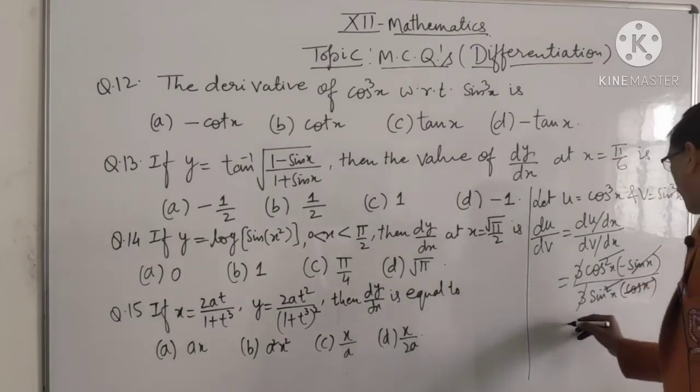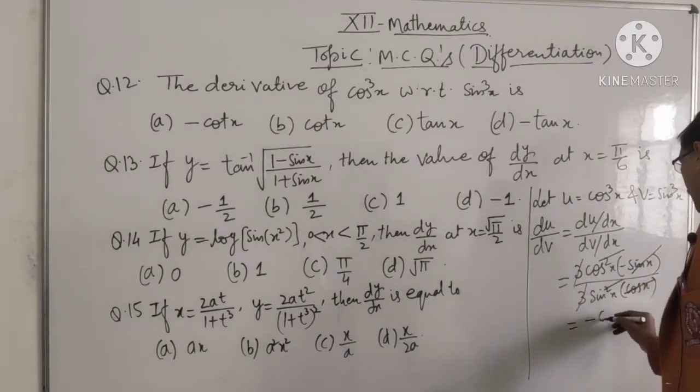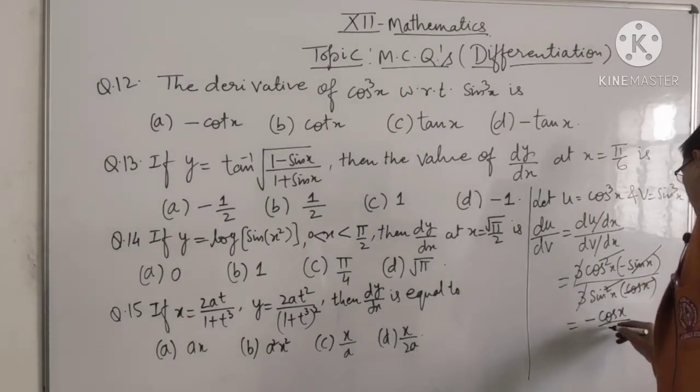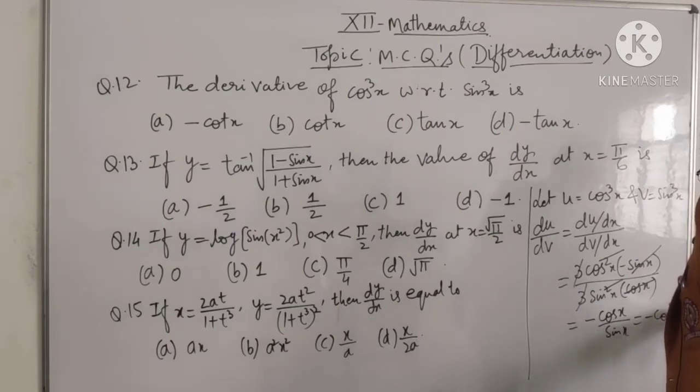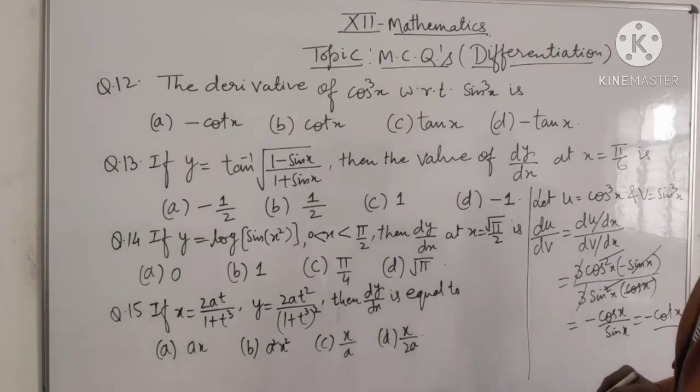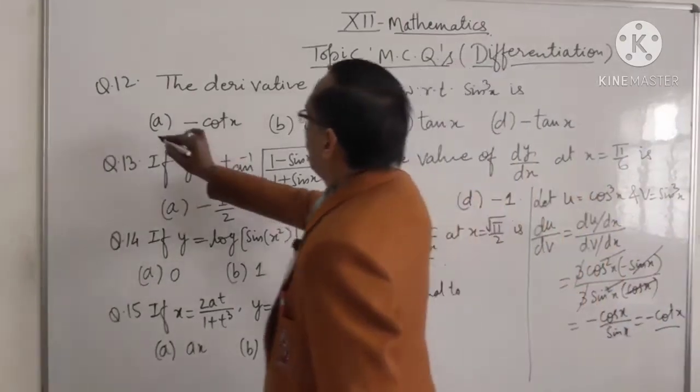Then it is minus cos x upon sin x, which is minus cot x. And A option is correct.